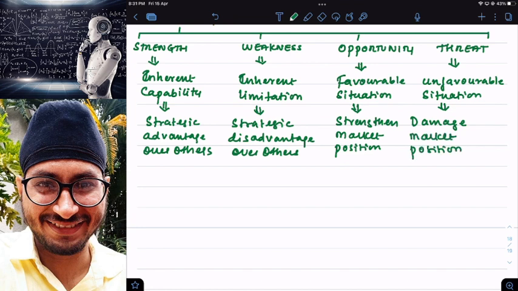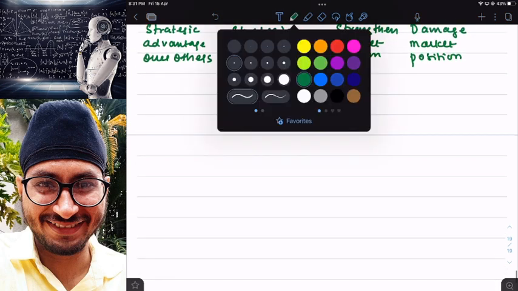Clear? I repeat, what is a strength, sir? It's a capability which provides an advantage over the market. What is weakness? It is a limitation which provides a disadvantage over the market. A favorable condition is called what? Opportunity. An unfavorable condition is called what? Threat. Let us take an example of Patanjali products.